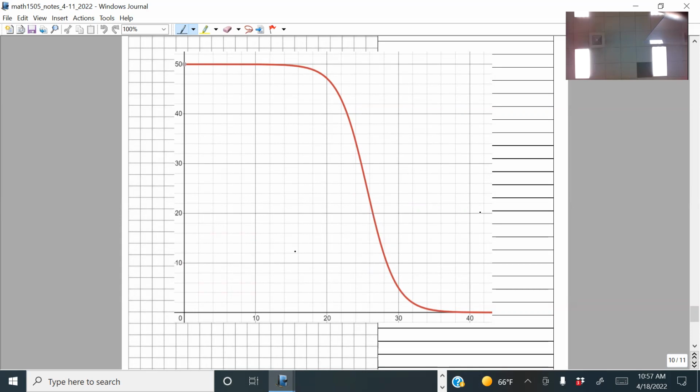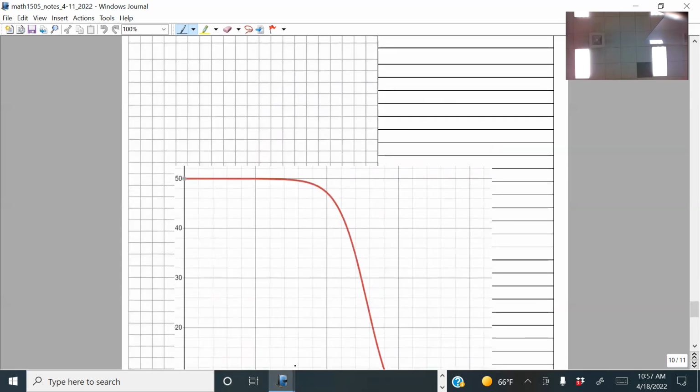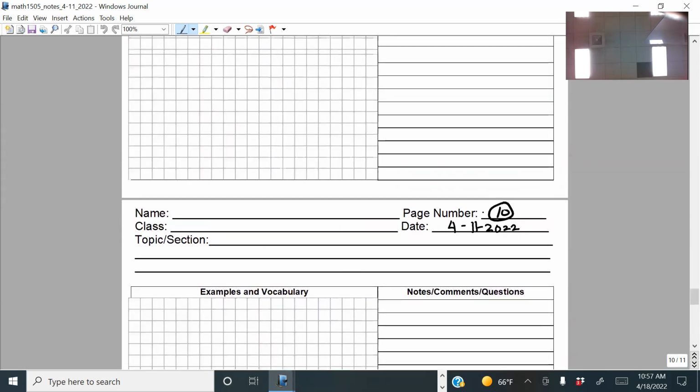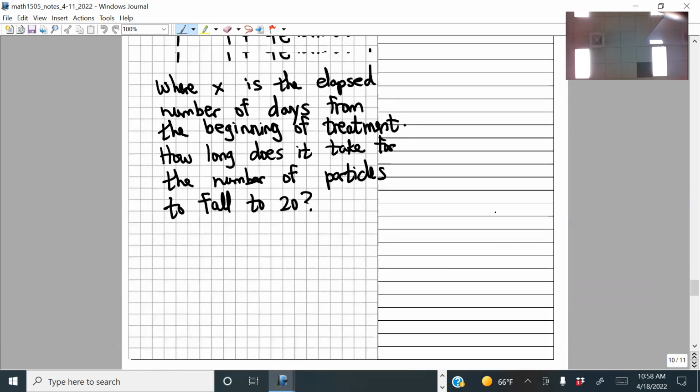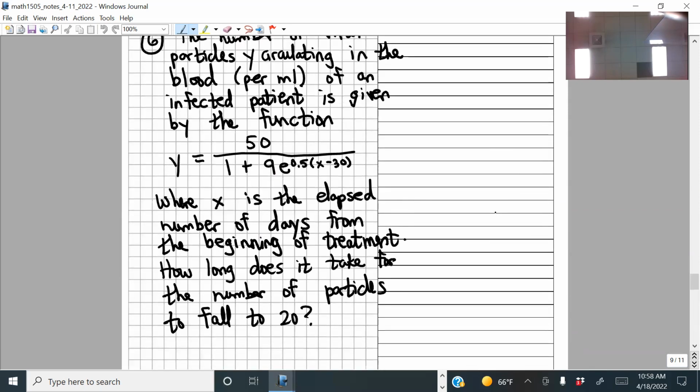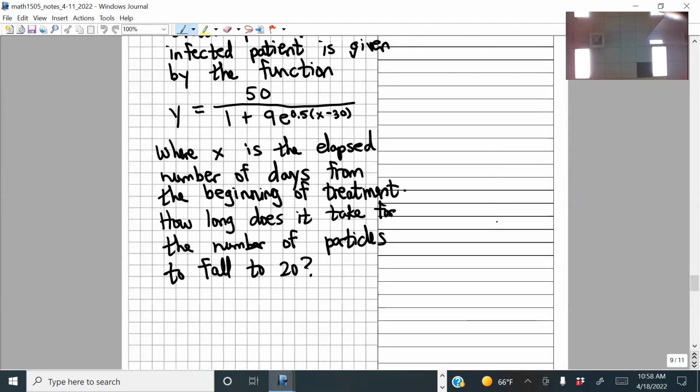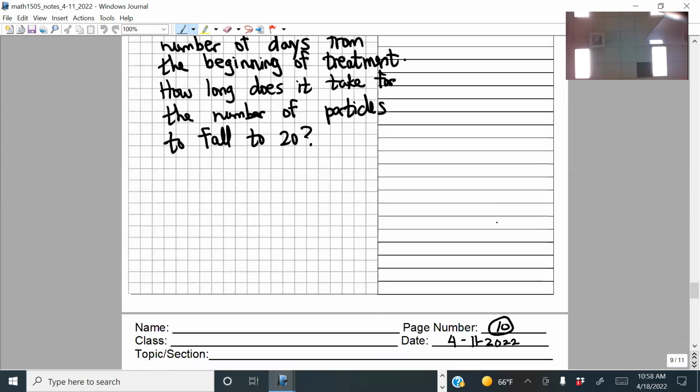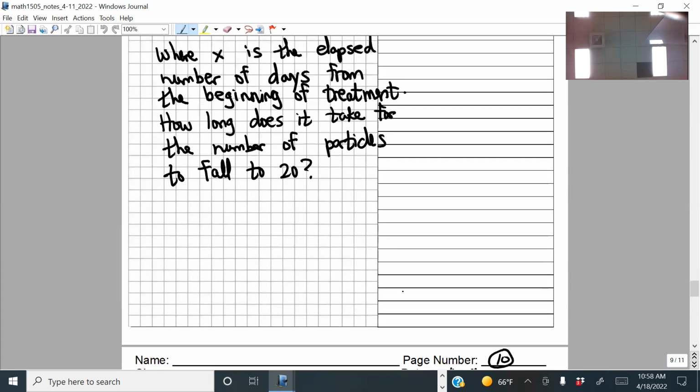And that's our treatment goal. So let's see how long that takes. It looks graphically it's going to be a little bit more than 26 days, right? But let's see how long it really is without the graph. So how do you set up this problem?